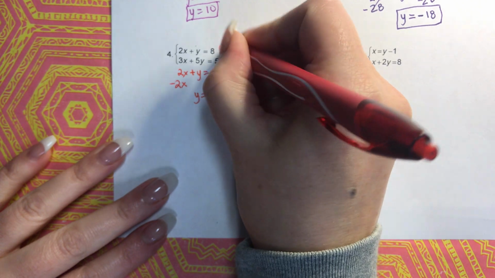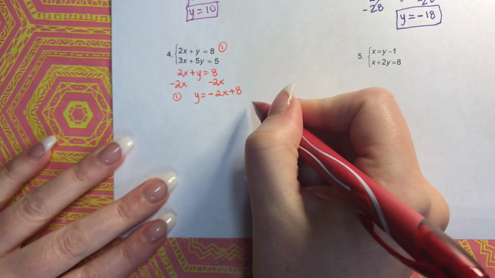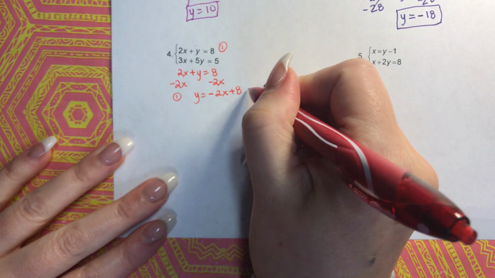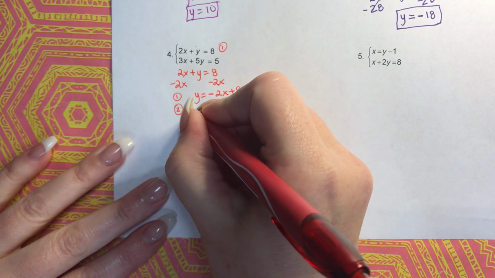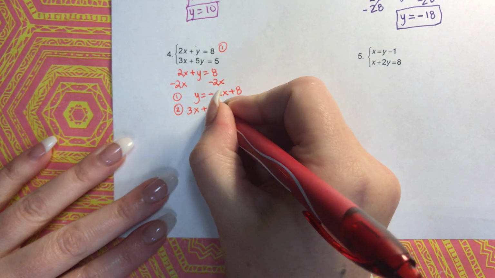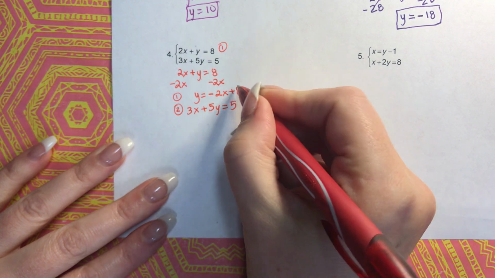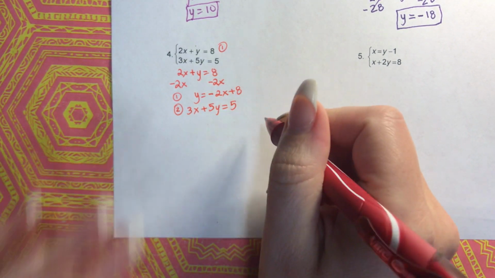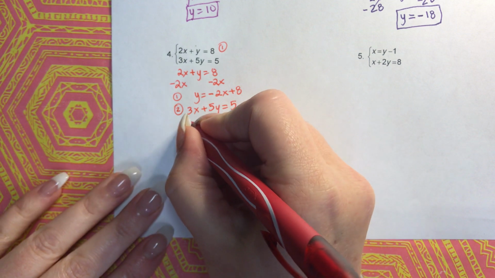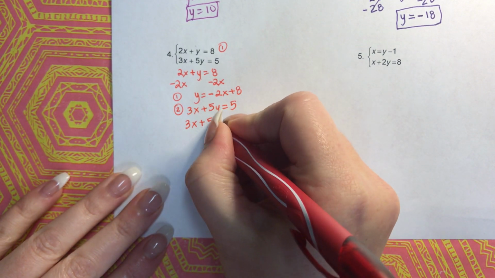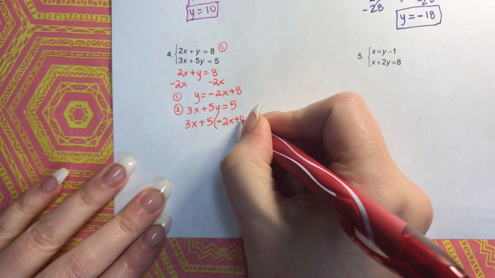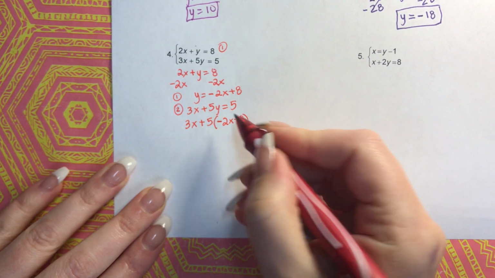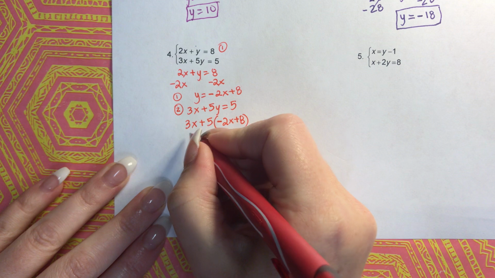And remember, this is my first equation, right? So whenever you solve the one equation, you have to substitute it in to the second equation, which is this one right here. Okay, so now I'm just going to substitute that in here for y. And do the distributive property, right?